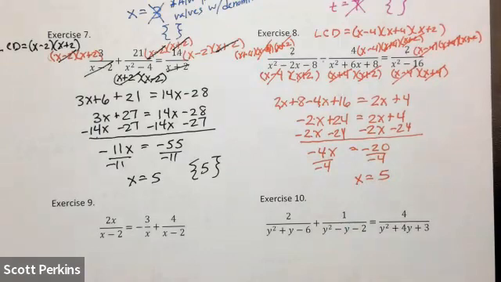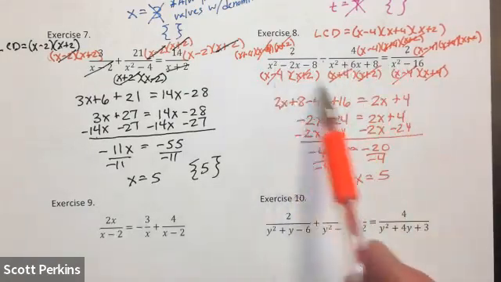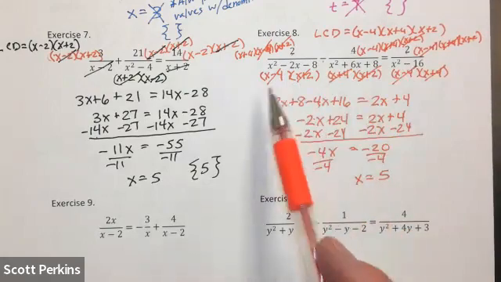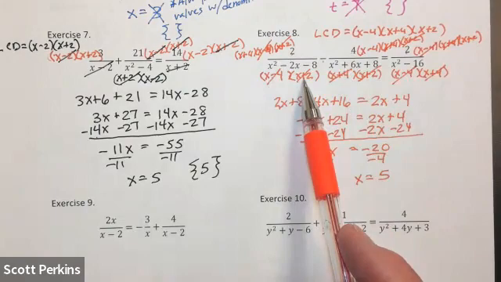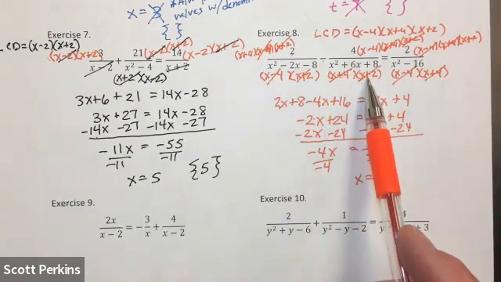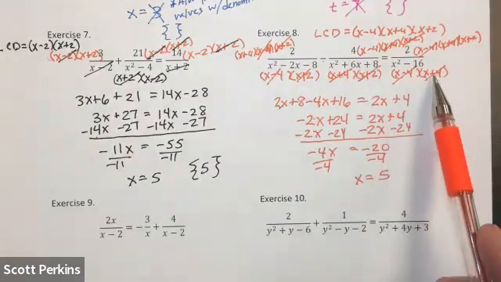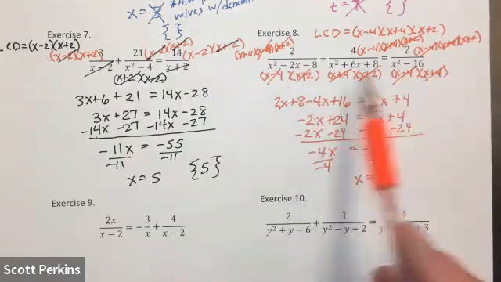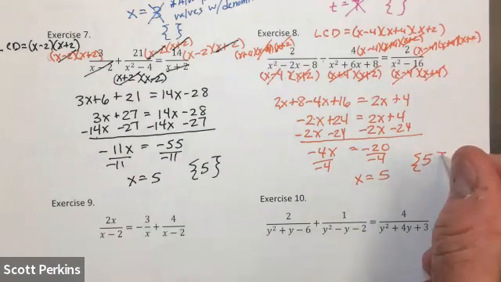Here's a little hint for you when you go to plug that number back in to see if it makes a 0 in any of your denominators. You don't have to plug it back in the original equation. That takes too long. Just look at the individual factors. So you've got 5 minus 4, that's not 0. You've got 5 plus 2, that's not 0. 5 plus 4, that's 9, that's not 0. 5 plus 2 is 7, that's not 0. 5 minus 4 is 1. 5 plus 4 is 9. It doesn't make any of these things in the denominator 0, so we are good to go. 5 is my answer.